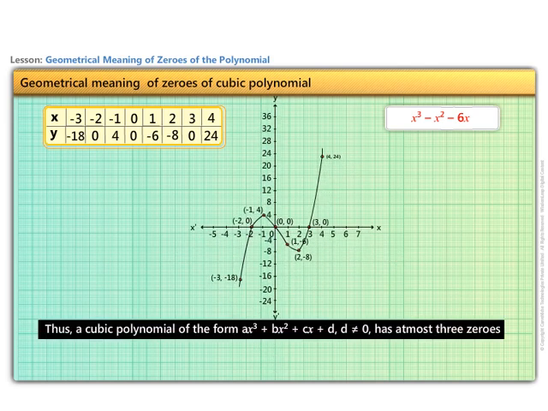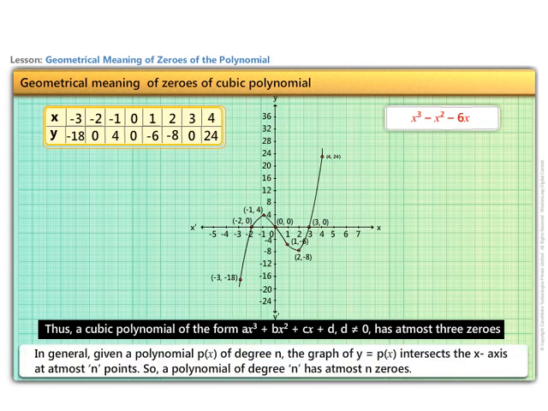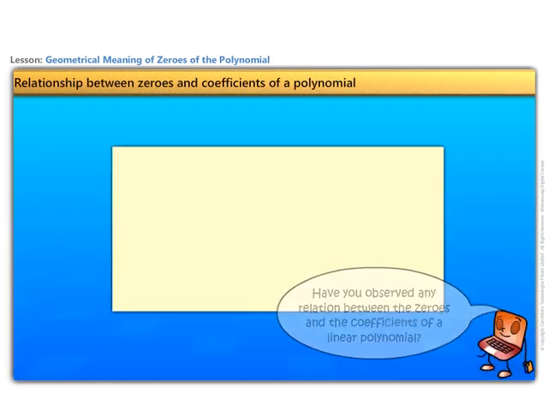Thus, a cubic polynomial of the form ax cubed plus bx squared plus cx plus d, where d is not equal to 0, has at most 3 zeros. In general, given a polynomial p of x of degree n, the graph of y is equal to p of x intersects the x-axis at most n points. So, a polynomial of degree n has at most n zeros.